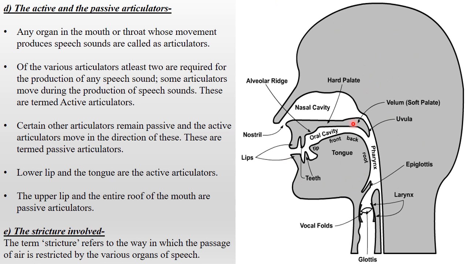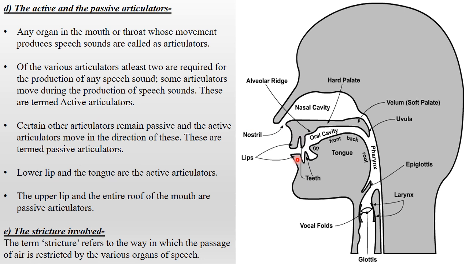Any organs in the mouth or throat whose movement produces speech sounds are called articulators. So here you can see a lot of organs. Any of these organs are called articulators. Of the various articulators, at least two are required for the production of any speech sound. Some articulators move during the production of speech sounds. They are called active articulators. Certain other articulators remain passive, and the active articulators move in the direction of these. These are termed passive articulators.